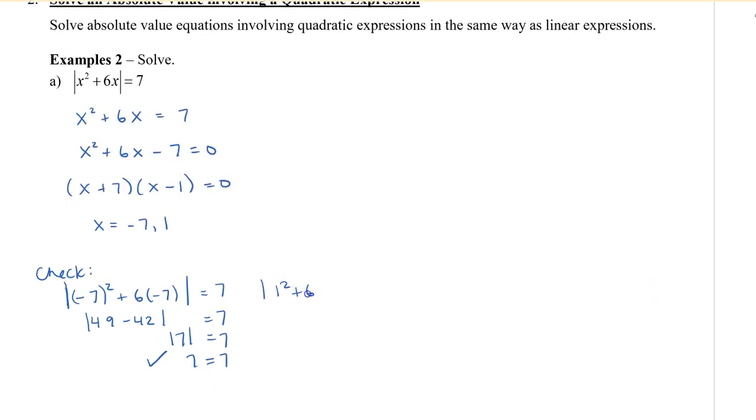Okay, let's do the same thing with positive 1. So 1 squared plus 6 times 1 equals 7. And yes, we have 1 plus 6 inside, so that's the absolute value of 7 equals 7. So yes, 7 equals 7.